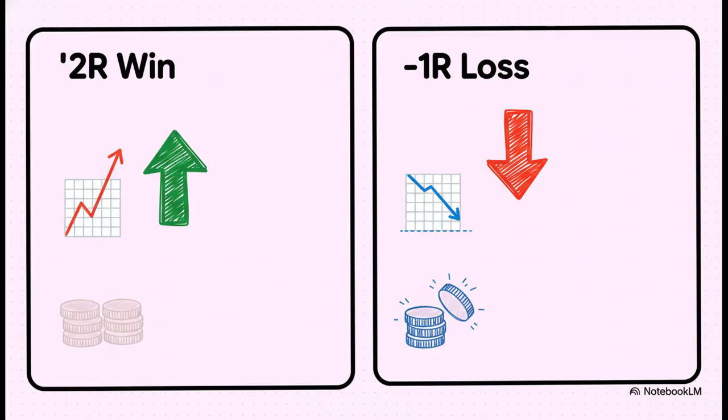And this right here is where the magic happens. When we use R, we can standardize everything. So a winning trade that hits $110, that's a +2R win. You made twice what you risked. If it goes against you and hits your stop at 95, that's a -1R loss. Suddenly, you're comparing apples to apples, whether you're trading a $10 stock or a $1,000 stock.